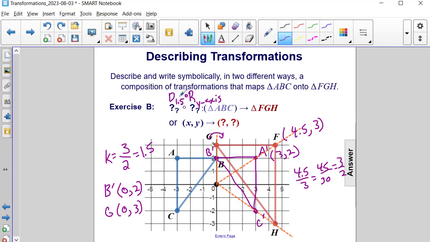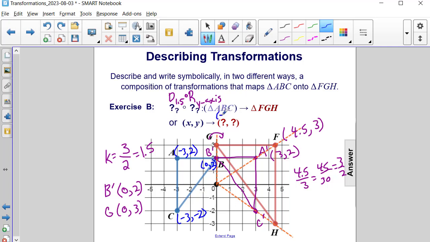So symbolically, our transformation will be a dilation with a scale factor of 1.5 about the origin after a reflection across the y-axis of triangle ABC maps to triangle FGH. Now, if we also look at the coordinates of our original points, A, B, C, so A is at -3, 2, C is at -3, -2, and point B is at 0, 2. Notice that our x coordinates changed sign.